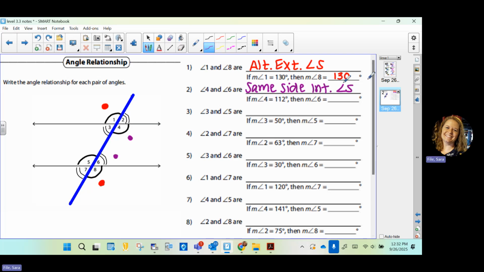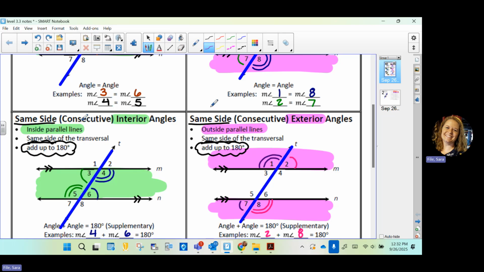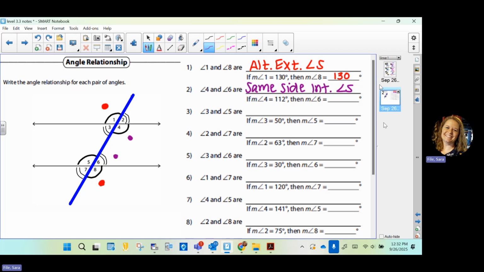Now, really quickly, just on the front, I realized I didn't mention this. The ones that say same side are sometimes called consecutive. So instead of same side interior, you could say consecutive interior. That's okay too. That means the same thing. Okay, but most of y'all are just going to say same side.